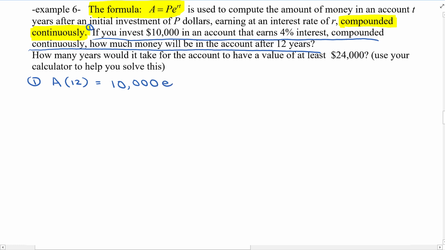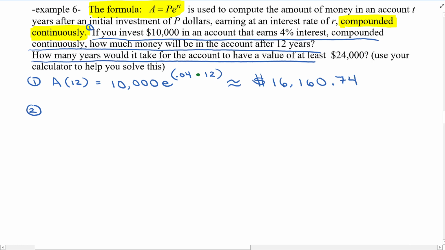A of 12 is equal to 10,000 times e raised to the 0.04 times 12 for the 12 years. So here we're finding A of 12, which represents how much money will be in the account after 12 years. Put this into the calculator, this is going to be approximately equal to $16,160.74.